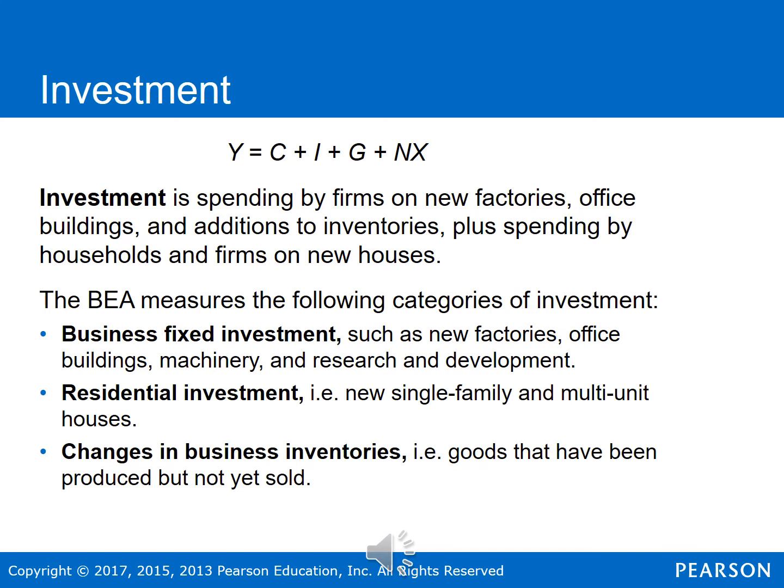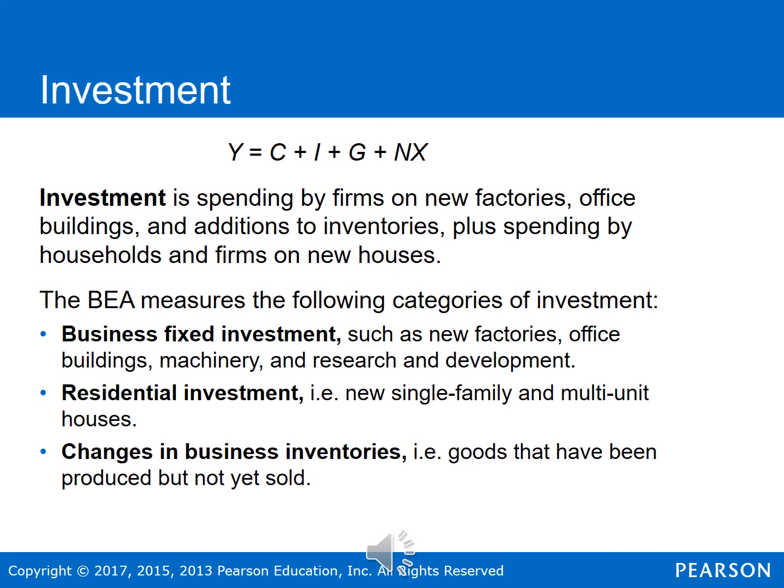Now we can break this down into 3 separate categories again. First is business fixed investment. So these are things like new factories, office buildings, machinery, research and development, things that go into actually producing goods, or producing goods at a lower cost or producing better goods. Next is residential investment. So these are things like single-family houses or apartments, places that people live.